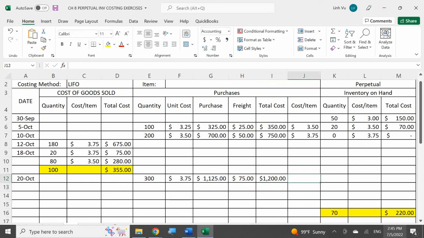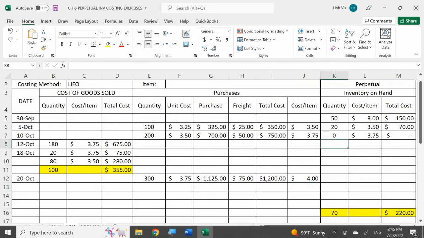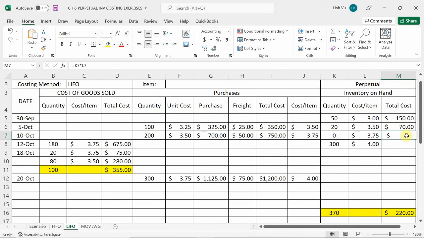Okay, giving me a cost per item of $4. So we're going to move in our 300 units at $4 each, giving me $1,200. So the grand total units available to sell is 370 units.